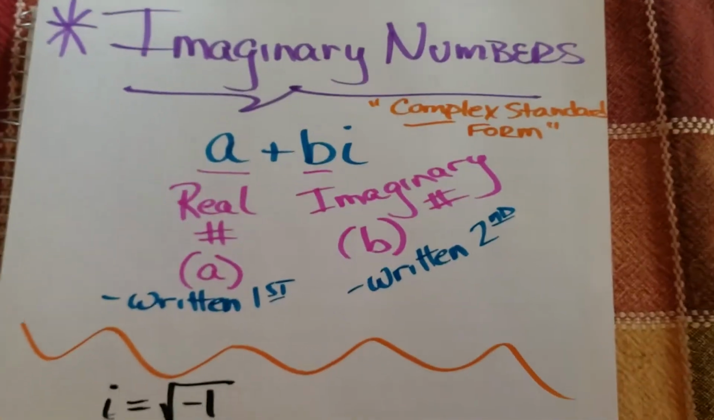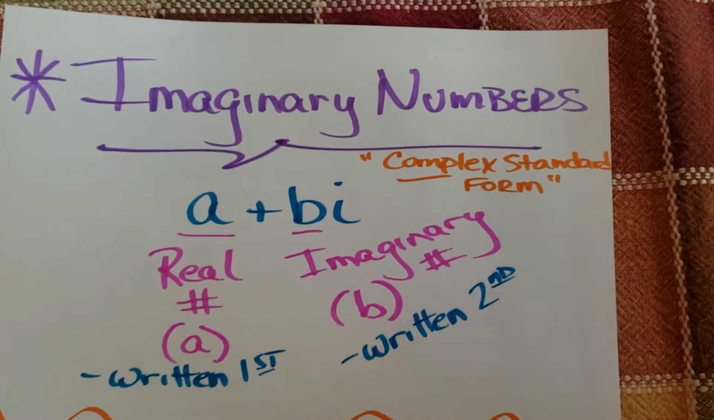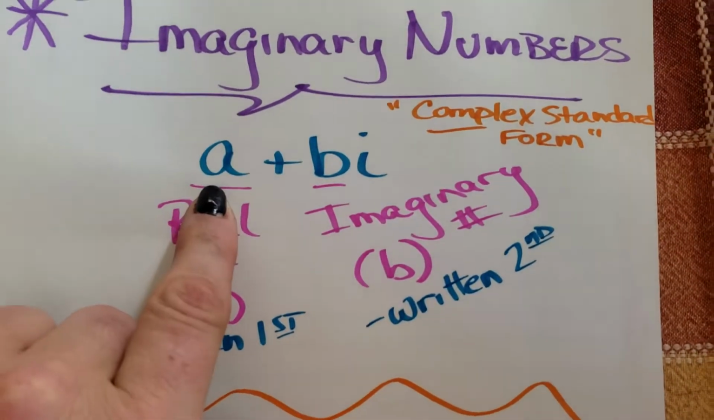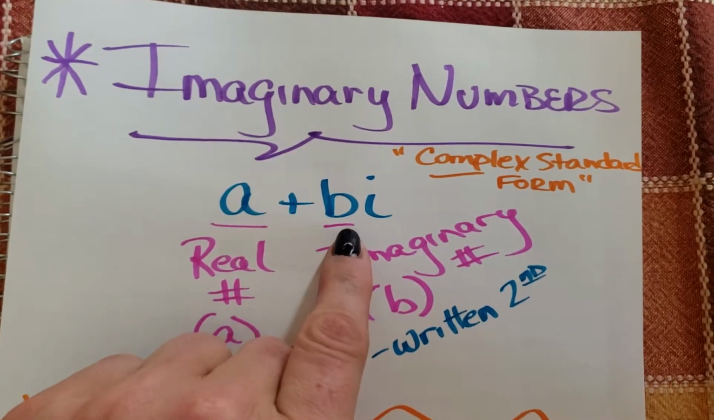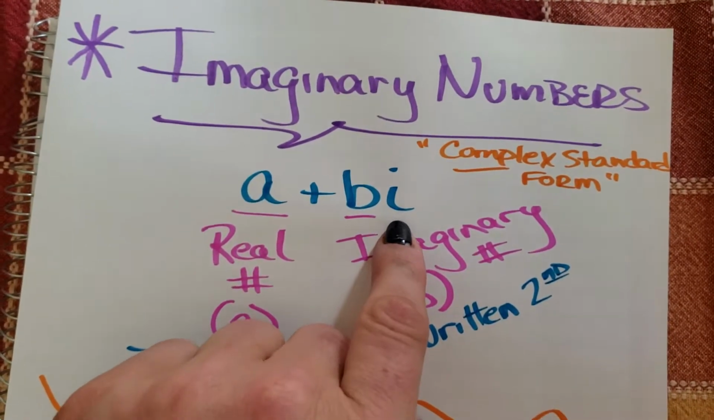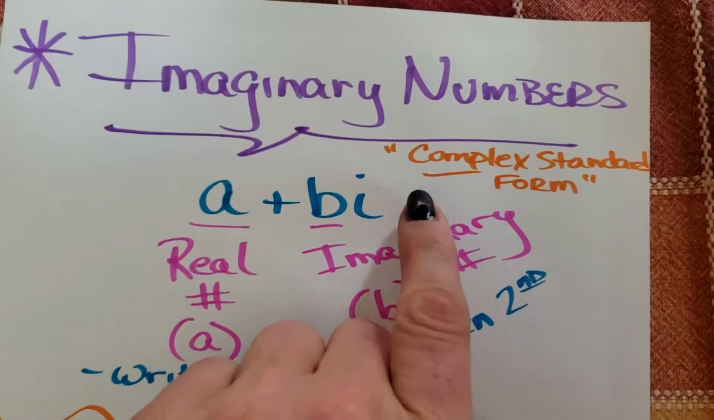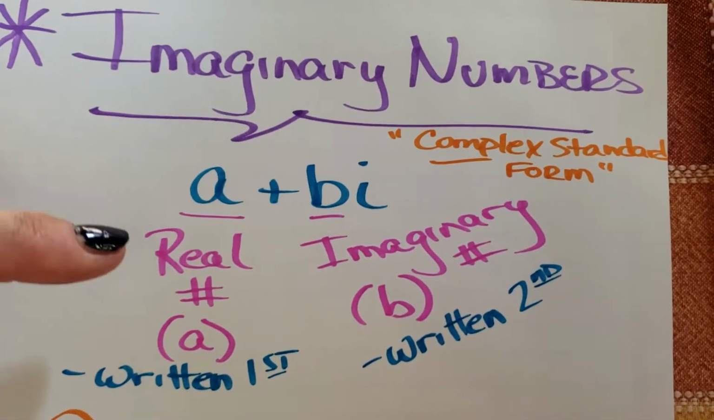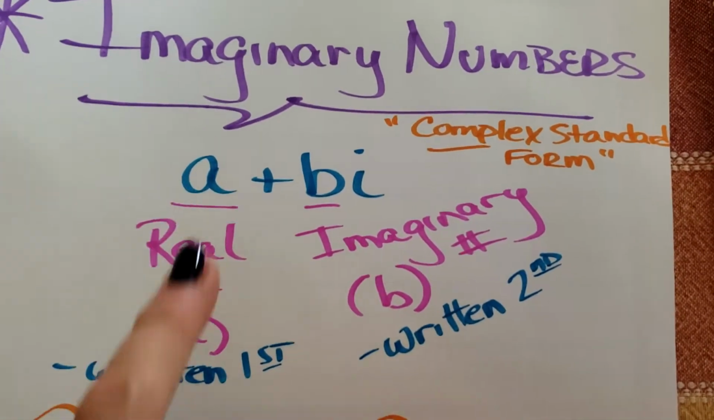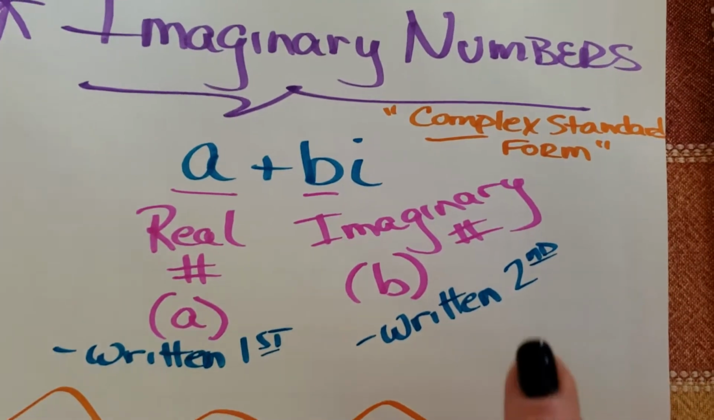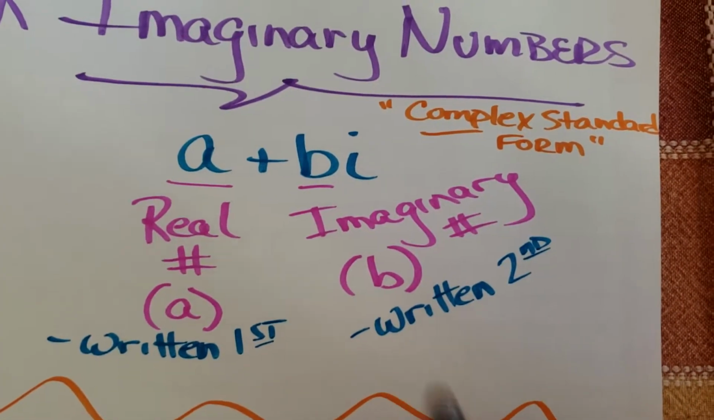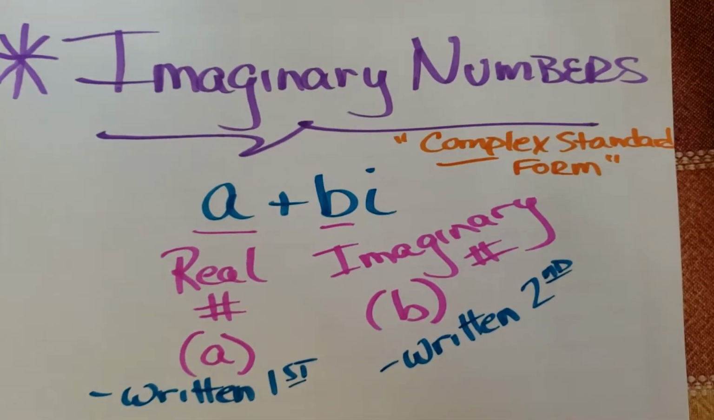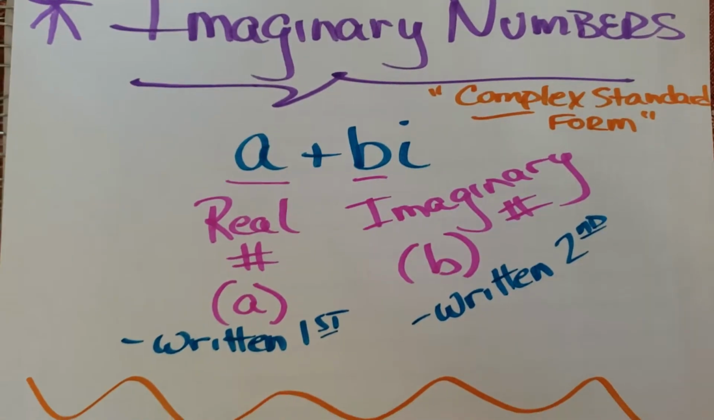So here we go. The most important thing you need to know about imaginary numbers is that the way we write them is the real value written first, and then plus or minus the imaginary value. The imaginary value is the number that is multiplied by the i. Okay, this is called complex standard form. So I identified it here. a is the real number and we write it first in the binomial. And the imaginary is the b value in this formula, written second, of course. So this is called complex standard form in many books. So this is the order.